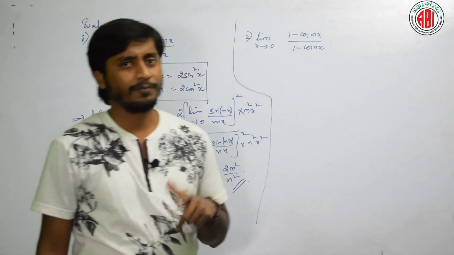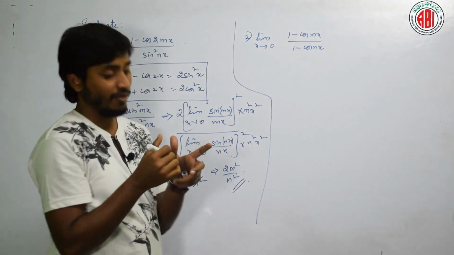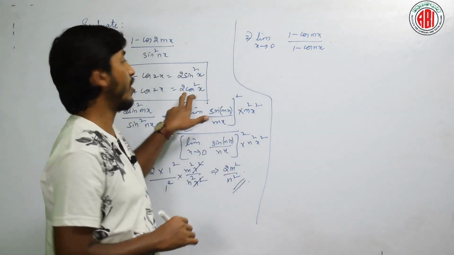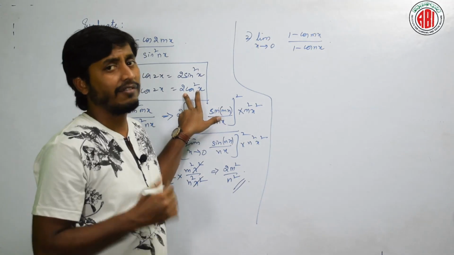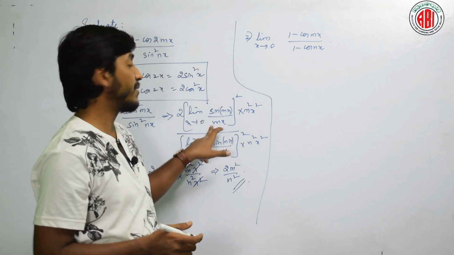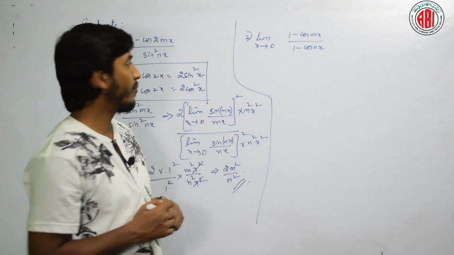Did you understand? What do we have to remember again here? This particular formula: 1 minus cos 2x is 2 sin square x and 1 plus cos 2x is 2 cos square x. Is it right? And one more thing is, we have used the rule that limit of sin x by x is always 1. Clear? Shall we solve the next problem?